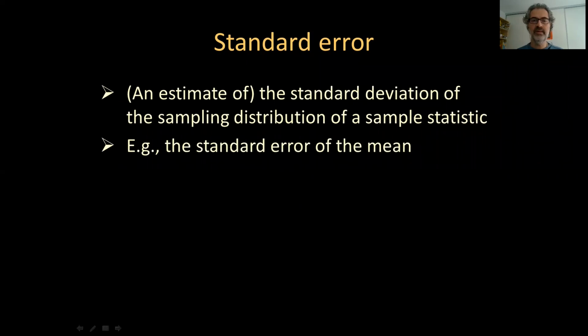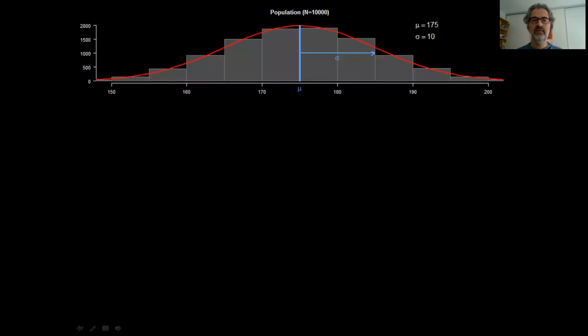The most common example here is the standard error of the mean. By this definition, the standard error of the mean is the standard deviation of the sampling distribution of means. Let us look at this in an illustration in order to understand it better. Here is a population of imagined heights of people with a mean of 175 centimeters and a standard deviation of 10. These are not real data.